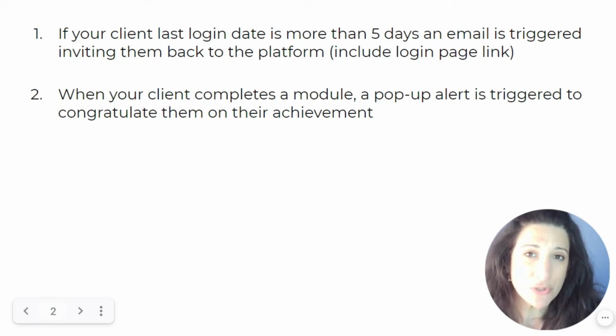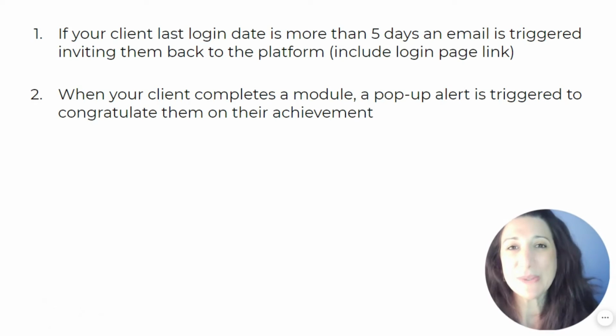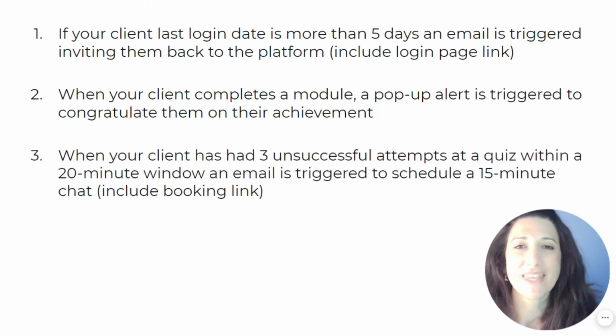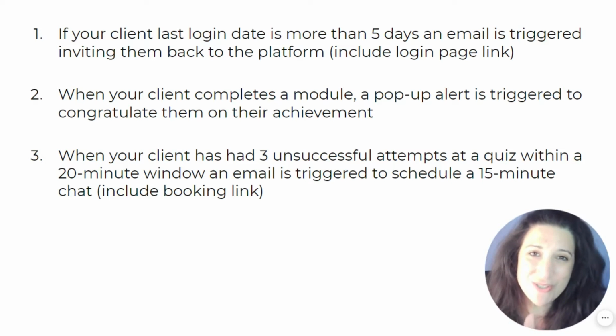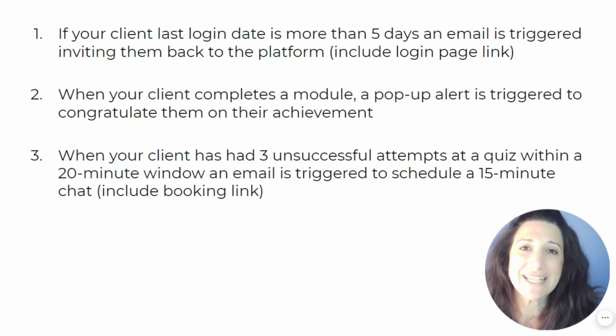When your client completes a module, have a pop-up alert in your learning management system that's triggered to congratulate them on their achievement. When your client has had 3 unsuccessful attempts at a quiz within a 20-minute window, then an email is triggered, sent to them to be able to schedule in a 15-minute call with you. So you can have a further chat and help them along the way. Now, these times, these 5 days, these 3 unsuccessful attempts, these are just numbers that I'm giving you as examples. You can choose your own numbers, what best suits your clients.